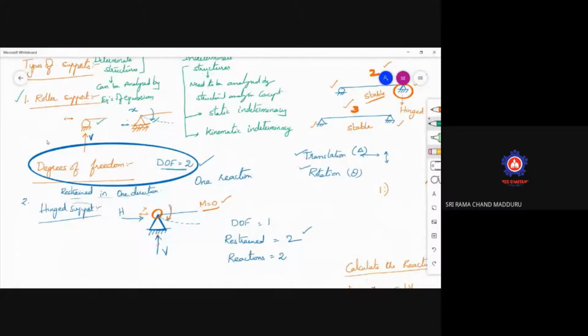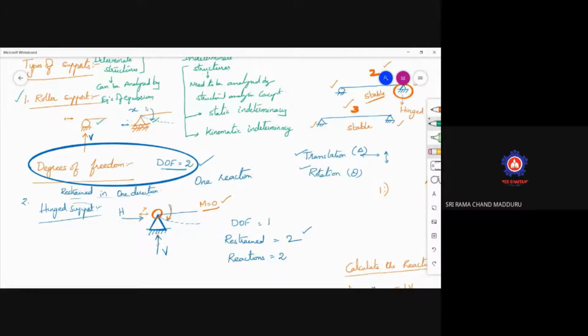Whereas for a hinged support, it is allowed to rotate about the z axis, but it is restrained to move along the x and y axes. That's why the degrees of freedom for a hinged support is 1, but the reactions are 2.